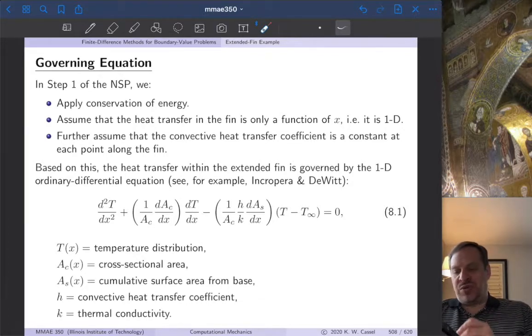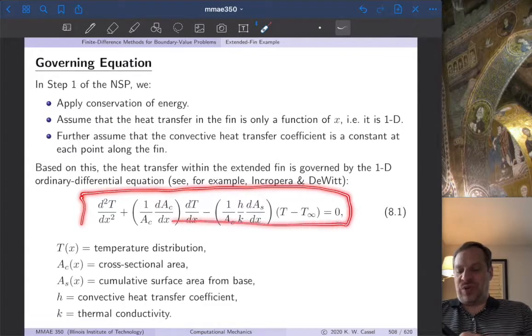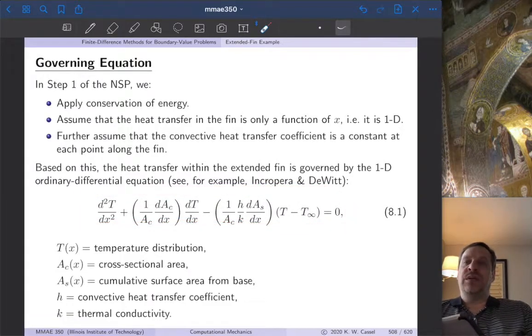When you do that, I won't go through the derivation itself, but you end up with this equation. You'll find this in any undergraduate heat transfer book. This is the one that I used in Incropera and DeWitt many years ago, but when you take MMAE 323, if you're one of our ME majors, you'll be able to find this equation in there.